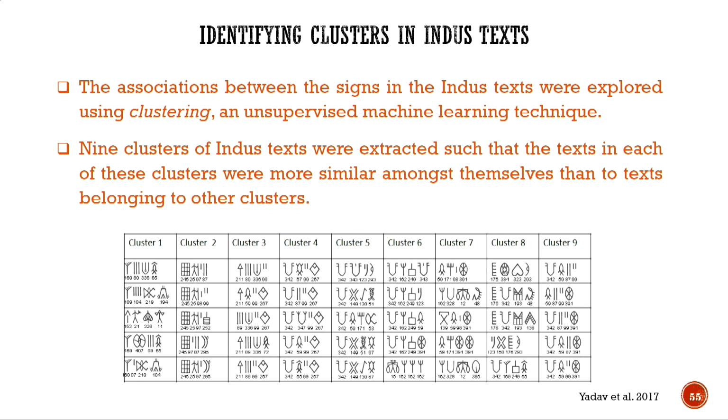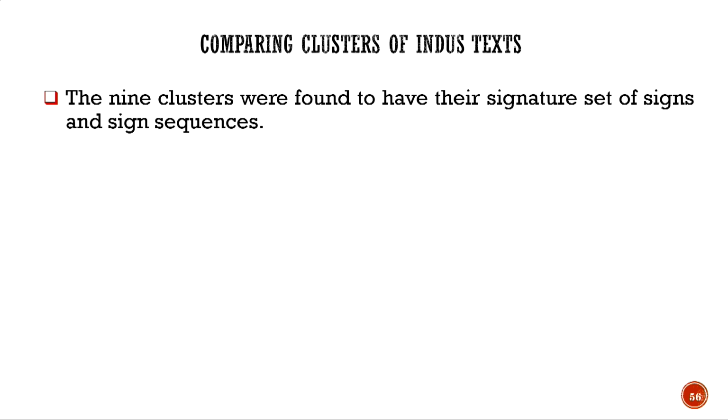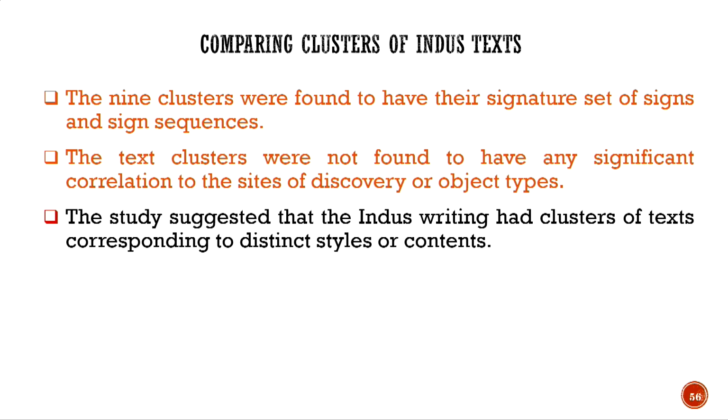The immediate question was, do these clusters have any association to the type of object or the site of discovery? The answer was, unfortunately, no. The 9 clusters were found to have their signature set of signs and sign sequences. The text clusters were not found to have any significant correlation to the sites of discovery or object types. And the study suggested that the Indus writing had clusters of text corresponding to distinct style or content. This is what we can conclude from this.